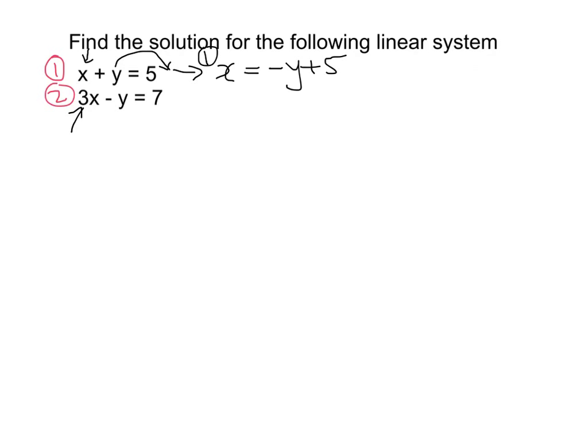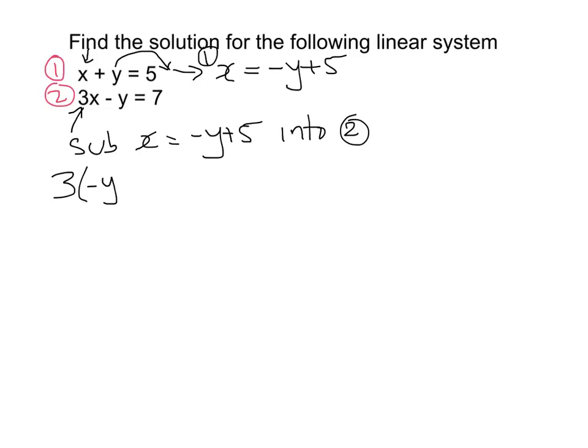So I'll just call that equation 1 again. So we're going to say sub x is equal to negative y plus 5 into equation 1, right? Good, that's right. We actually put it into equation 2. We cannot put it into the same one. So we've got 3 times negative y plus 5 minus y is equal to 7.